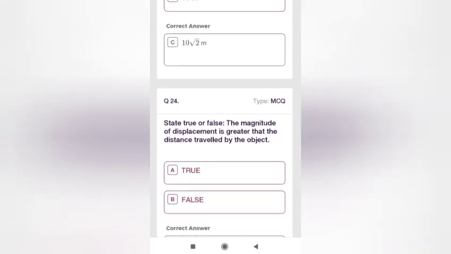The magnitude of the displacement is greater than the distance traveled by the object. No. Magnitude of displacement will always be lesser than or equal. Only distance will be greater. Right? So it is false. Option B, it is false.